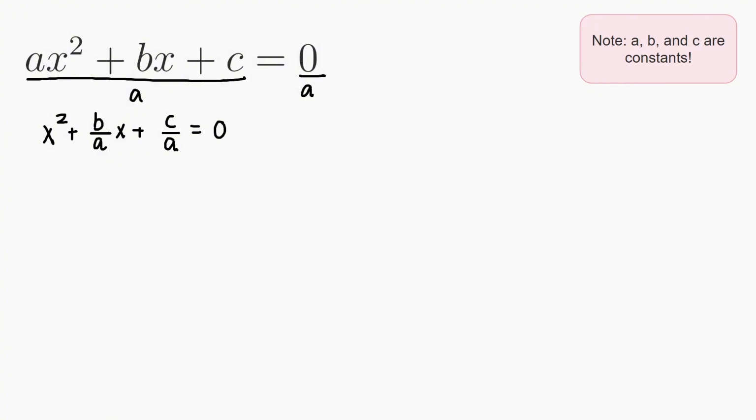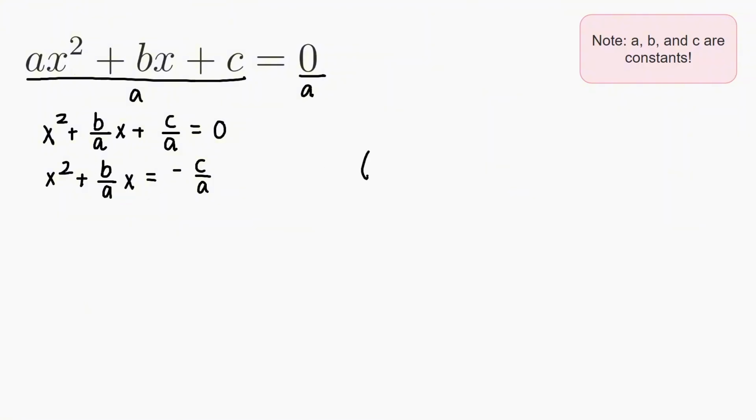Now, let's move this c over a to the right side. This gives us x squared plus b over ax is equal to negative c over a. Now here we have x squared plus b over ax. We want to find a way to factor this and make it a square trinomial.